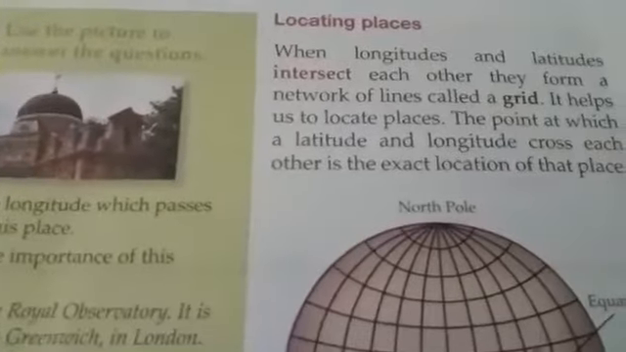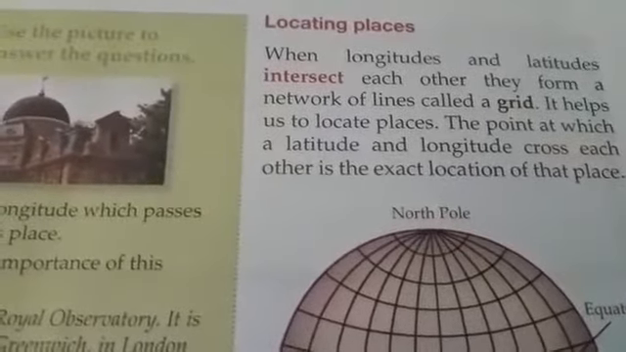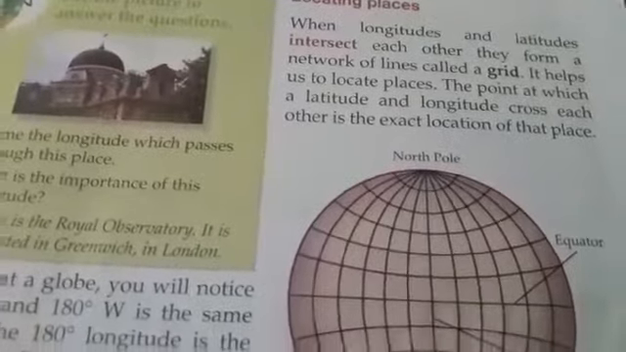Now coming to the grids. What are the grids? When the longitudes and latitudes intersect each other, they form a network of lines. You are seeing this picture? There is a network of lines. This network of lines is called a grid. You can see here also there are so many networks of lines.